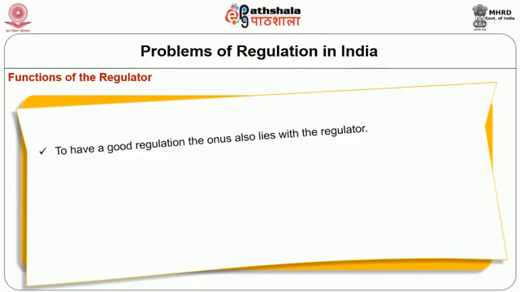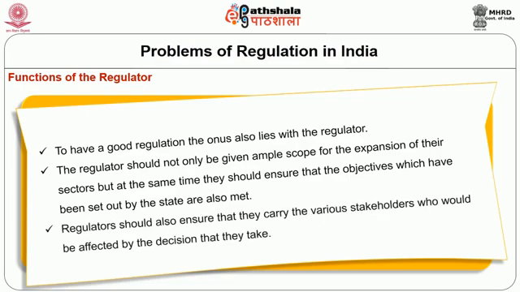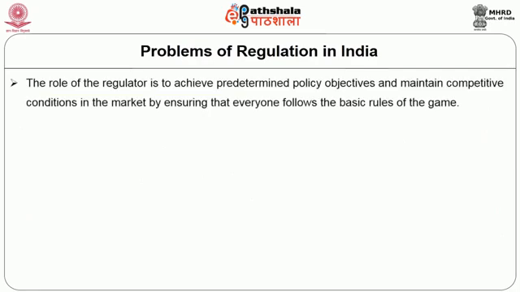To have a good regulation, the onus also lies with the regulator. The regulator should not only be given ample scope for the expansion of their sectors, but at the same time they should ensure that the objectives which have been set out by the state are also met. Regulators should also ensure that they carry the various stakeholders who would be affected by the decisions that they take. The role of the regulator is to achieve predetermined policy objectives and maintain competitive conditions in the market by ensuring that everyone follows the basic rules of the game.